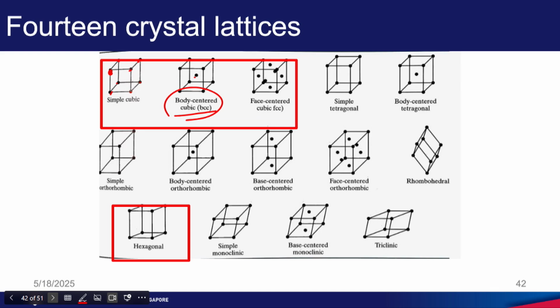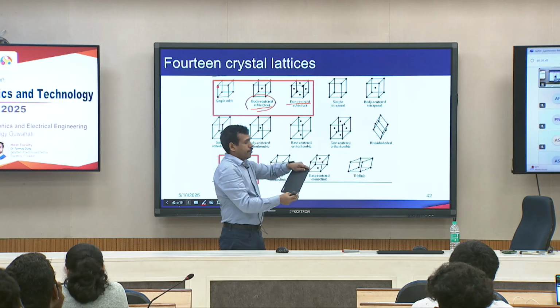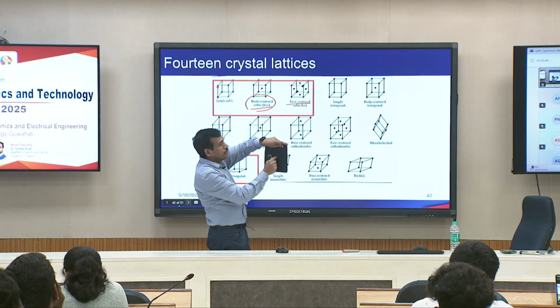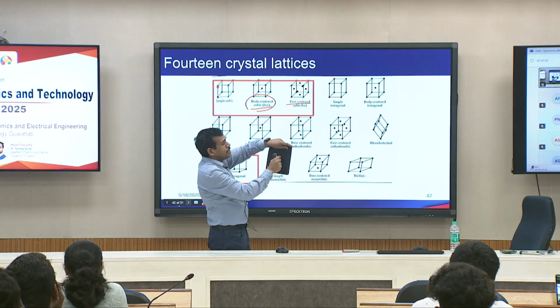Then we have another type of cube which is face centered cubic. In this case you have 8 atoms in the corners, and in addition, a cube has 6 faces, right. In the center of each face of the cube, you have 1 atom. So face centered cubic means, let us say this is the face of a cube, you have 1 atom in the center. With 6 faces, you have 6 atoms.